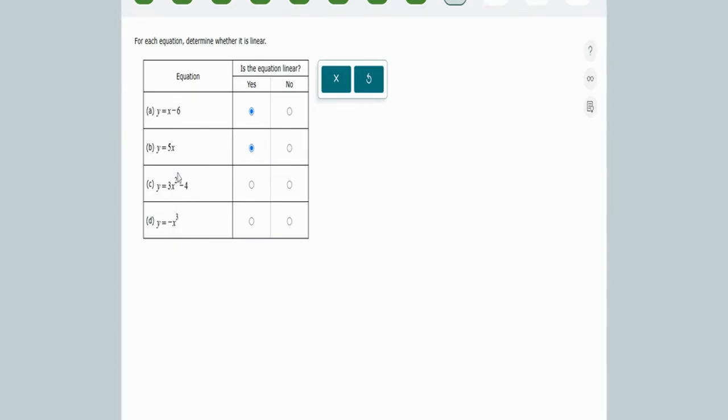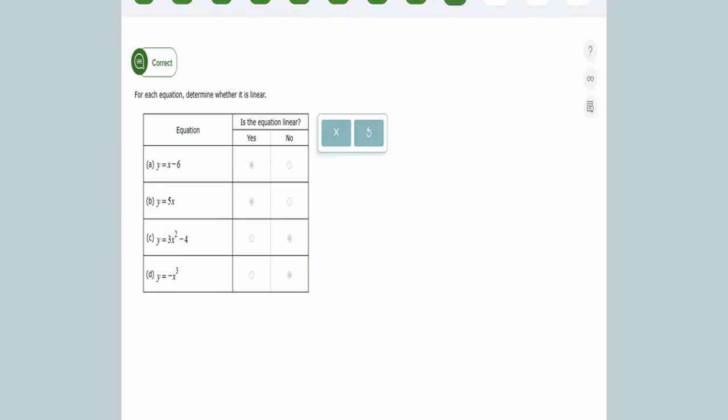This next one has an exponent on the x, and that's a violation of the function rule, so it can't be a function. And the same with the last one, y equals negative x to the third, so that's not a function either. So if we check our answer, that's correct, we got it right. Okay, so we go into the next one.